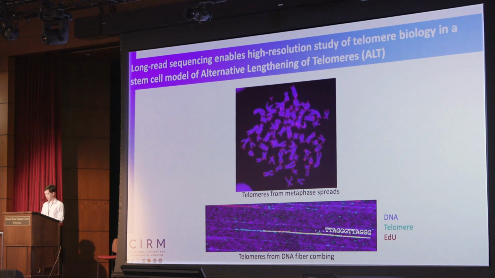or ALT. So as you can see on my introduction slide, there are different ways to visualize telomeres. You can see telomeres on metaphase spreads as shown by those red dots, or you can see telomeres on DNA fibers on this bottom image, where the DNA is stained blue and the telomeres are in green, and there's an overlapping EdU tract in red, and you can actually see telomere extension events.